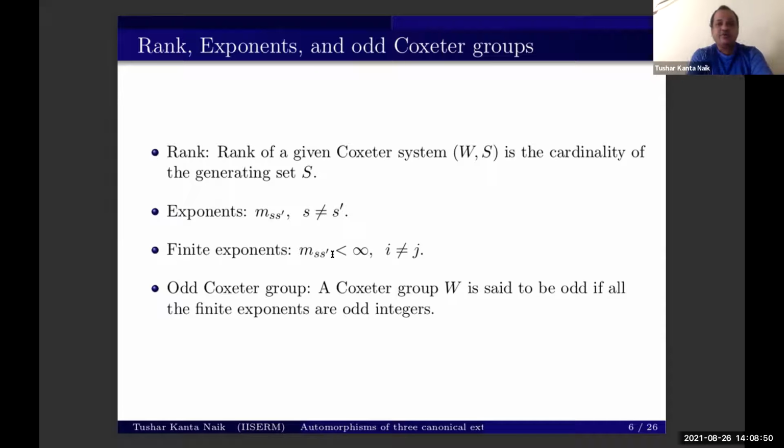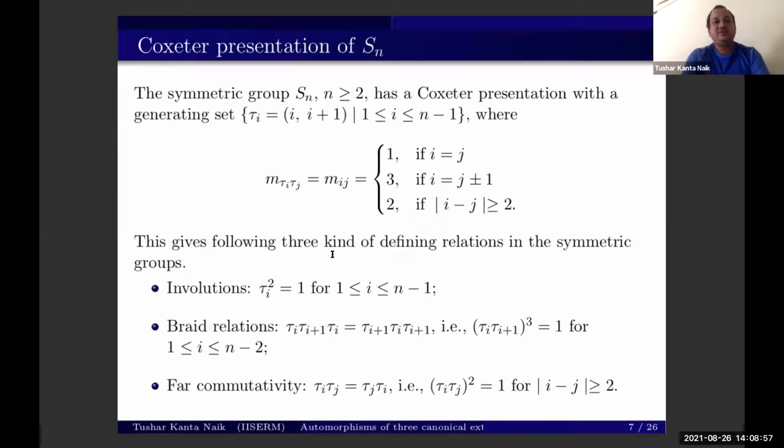Now, let's go back to our symmetric group and see the extension, how we are going to achieve that. So, you know that the symmetric groups are Coxeter groups, and by identifying the transposition (i, i+1) with tau_i, we have this m_{tau_i tau_j}, which for simplicity we will call m_ij. These are obviously 1 for i equal to j, and these are 3 if i equals j plus or minus 1. They are 2 when i and j are far apart, that is, the modulus of i minus j is greater than or equal to 2.